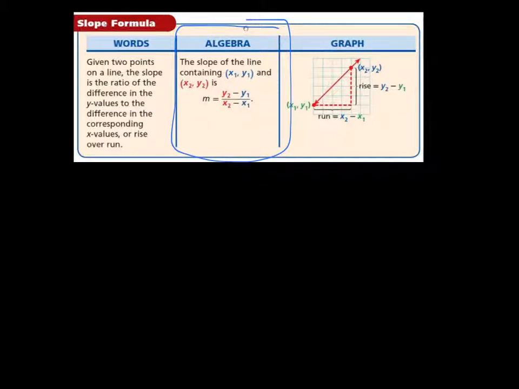Here graphically you can see, here's my rise, those are my y's. To find the distance of my y's, I subtract y2 minus y1, because that's my vertical distance, and then I divide that by x2 minus x1, which is my run, or my horizontal distance.